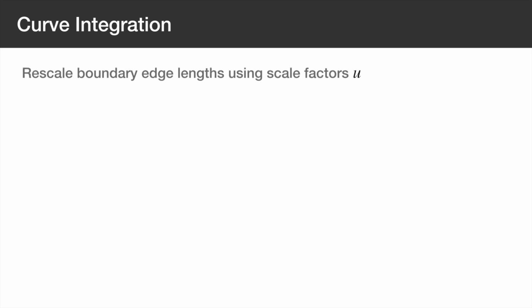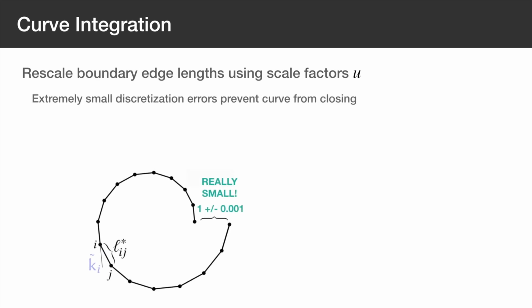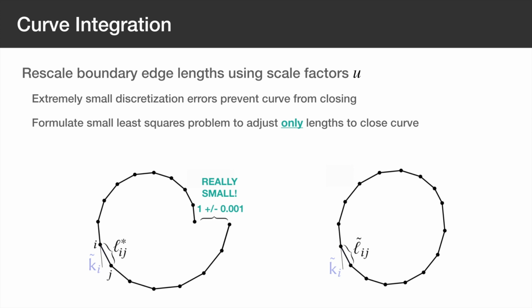To construct our boundary curve, we first rescale boundary edges of the input surface using scale factors from the Yamabe problem. Unfortunately, an extremely small discretization error prevents our boundary curve from closing. So, we formulate a small least squares problem to adjust only these rescaled edge lengths to close the curve. Since exterior angles are exactly preserved, we obtain our target boundary by simply integrating scaled tangents.